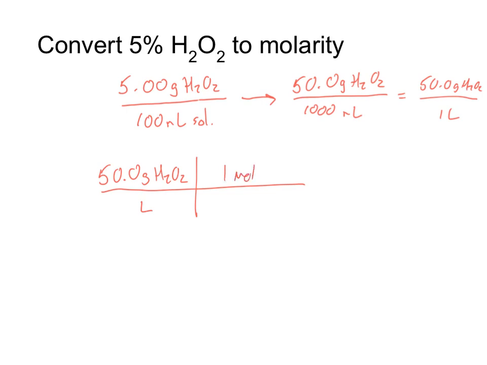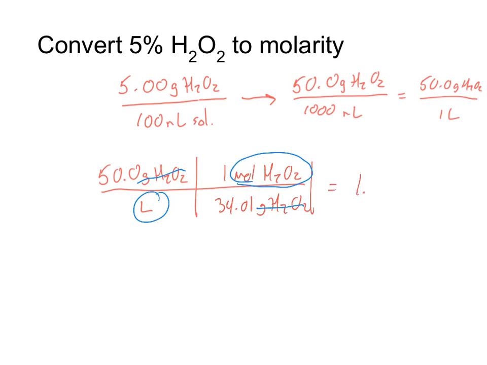And so we use our molar mass of peroxide. And again, if we look at our units, we'll see that grams will cancel out. We're going to be left with moles of H2O2 over liters, which are the units of molarity. And so this works out to be 1.47 molar. And so a 5% hydrogen peroxide solution is equal to 1.47 molar.